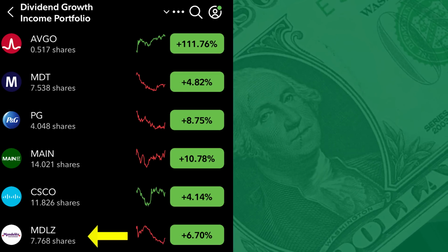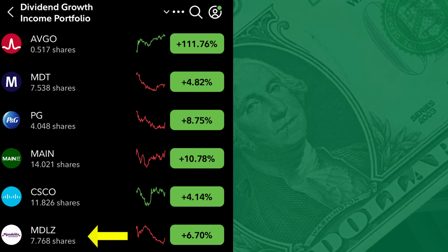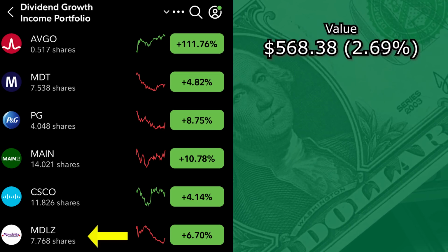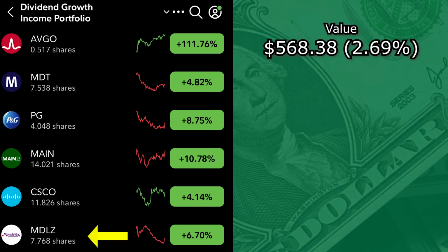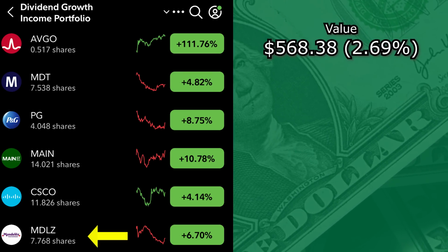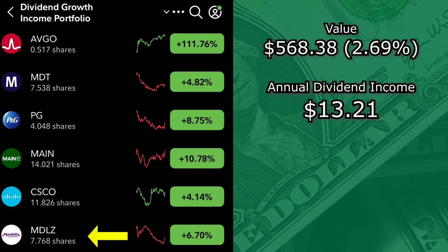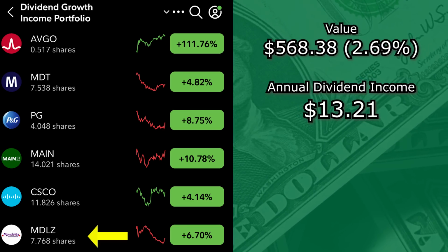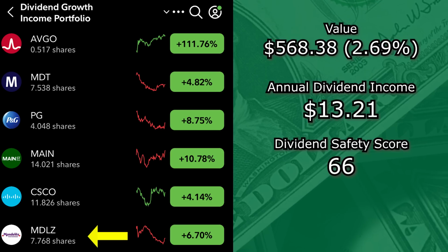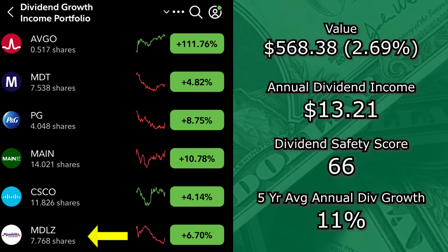Next up, we have Mondelez International, ticker MDLZ. They're a snack and candy maker. I own 7.768 shares of Mondelez, valued at $568.38, making up 2.69% of the portfolio. I am up about 6.5% on this investment. It's also paying me $13.21 in dividends annually. Shares are yielding 2.32%. Mondelez has a Simply Safe dividend safety score of 66, 5-year average annual dividend growth rate of 11% per year. Their latest raise announced back in July was at 10%.